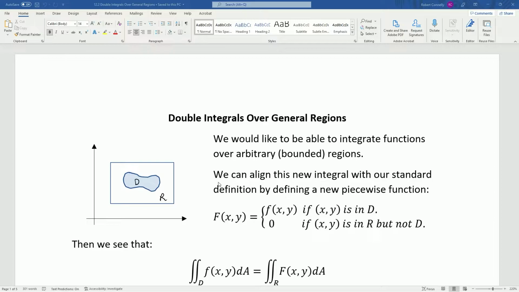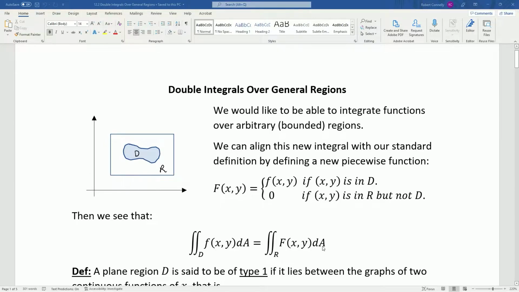And actually, yeah, it's totally fine, because we could always define a new function, cap f of x y, equal to little f of x y if x y is in D, and equal to 0 if x y is in R but not D. Then the integral in our rectangular region of cap f would have the exact value we want for this integral over D of little f. So it's totally natural to integrate over an irregular region like this, even though our formal definition is in terms of the rectangles.